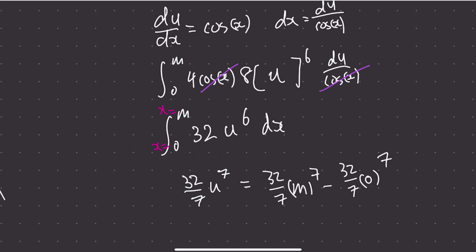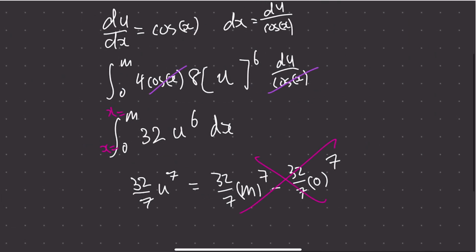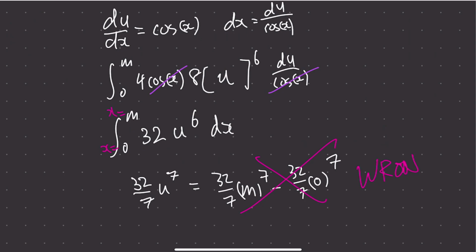Substitute it in, okay? This is completely wrong. Do not do this, okay? Wrong. Why is this wrong? Because this is x equals to m and x equals to 0, not u equals to m, u equals to 0, okay? It is x equals to. Now, what do we have here? We have u, so we're not supposed to substitute these numbers into here, okay? So there's an extra step we need to do, okay?